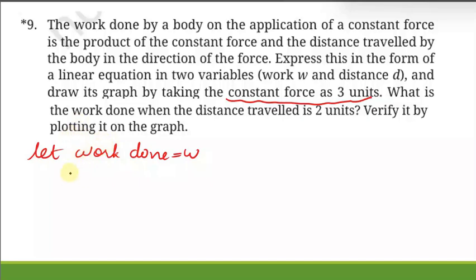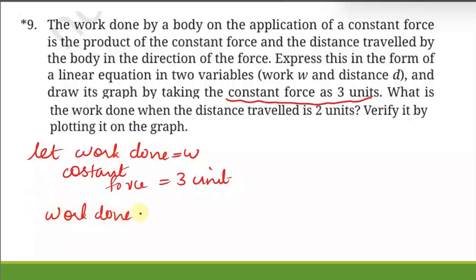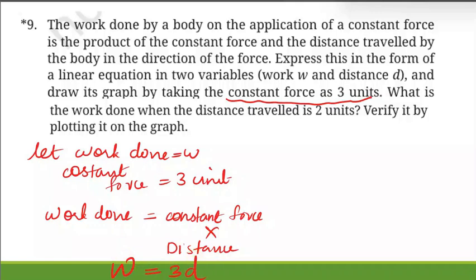So the constant force is equal to 3 unit. Now we have to write the linear equation. What is the equation? Work done is equal to constant force into distance, isn't it? So if you take distance as D and work done as W, we will get W is equal to 3D.